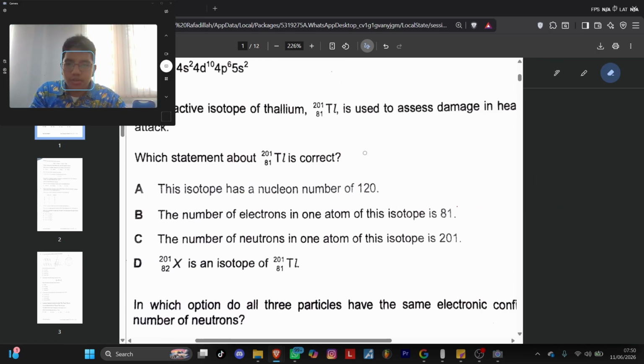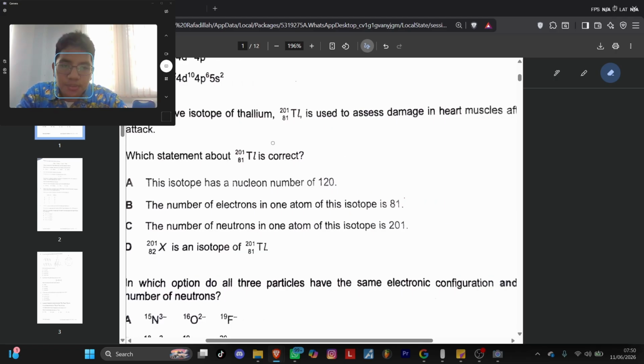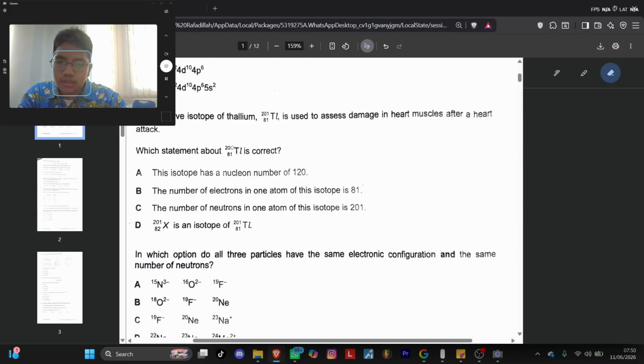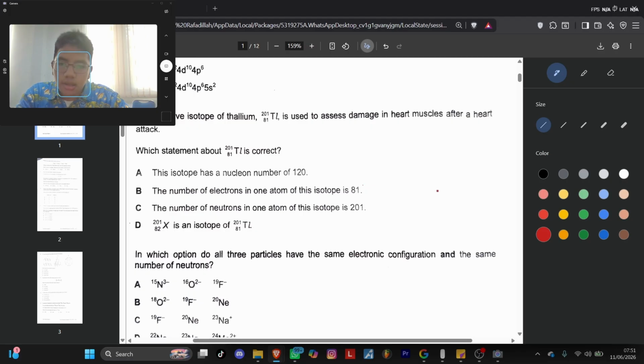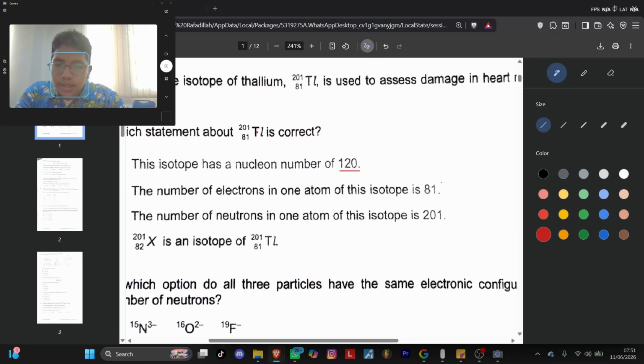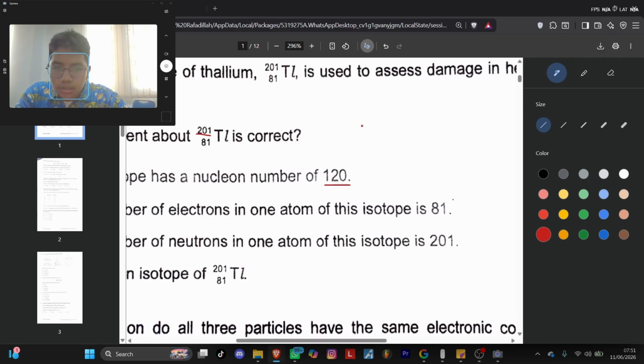Next, we have a question. A radioactive isotope of thallium is used to assess damage in heart muscle after a heart attack. Which statement about this element is correct? Let me search it. Okay, A. This isotope has a nucleon number of 120. This is wrong because the isotope's nucleon number is 201, not 120.